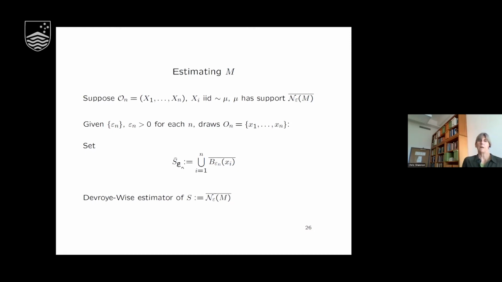So the first step in the procedure: think about some sequence epsilon n. The epsilon n's are all positive, and think about a particular draw from these random variables. This is generating the particular data set that we see here, x1 up to xn. A simple, naive way we could use this data to try to estimate the support of the random variables would be to look at the set called S hat epsilon n, which is just the union of closed balls of radius epsilon n around the data points xi. This is the naive Devroye-Wise estimator of the set.